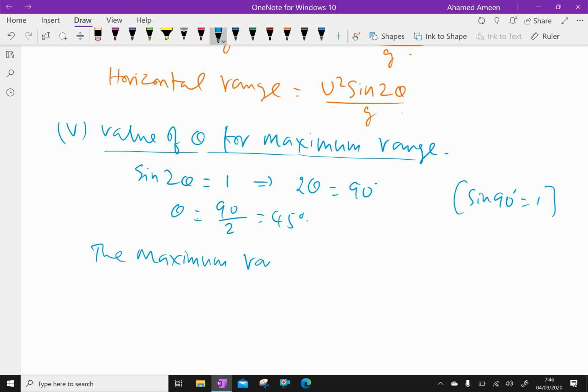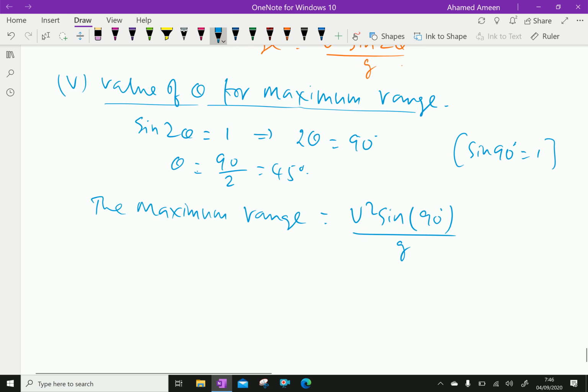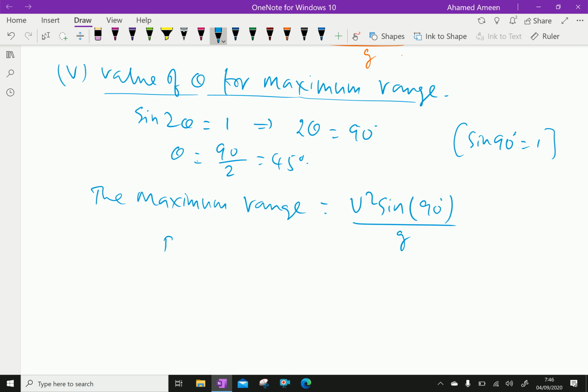Therefore, for the maximum range, the horizontal range is u squared sine, here 2 theta is 90 degrees, over g. Therefore, maximum range, sine 90 is 1, so it is u squared by g.